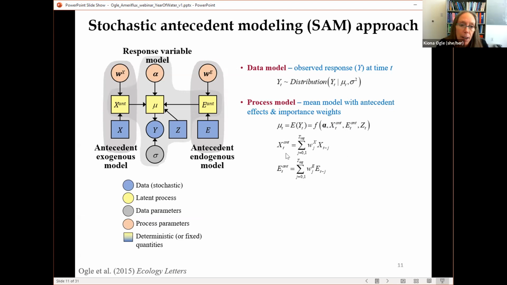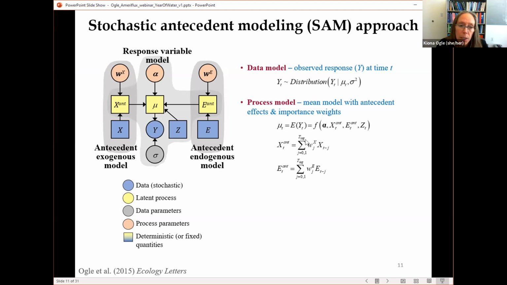And within the SAM framework, the antecedent variable is calculated as a weighted average of past observed variables, where J is a lag period going into the past. And if J equals 0, that would indicate that you're incorporating concurrent values of X. And as you go further back, you're incorporating older and older values of X.